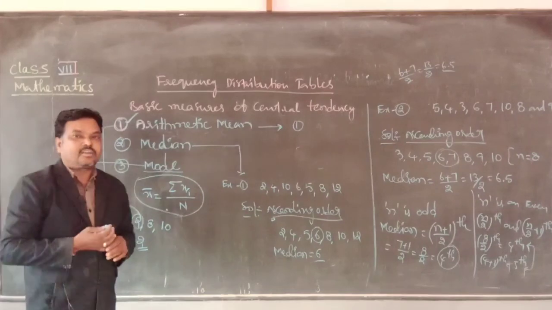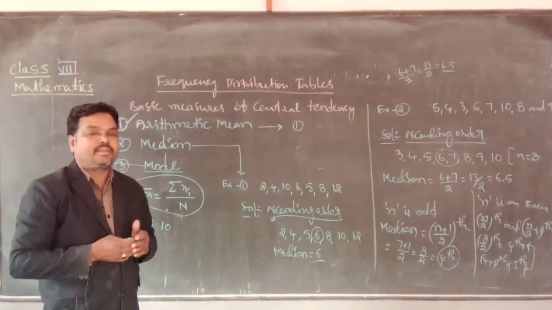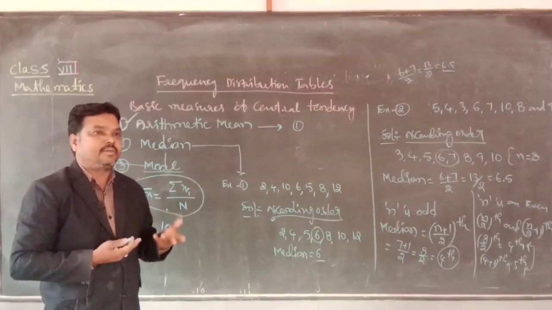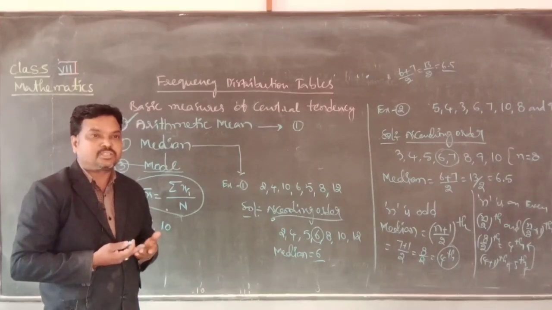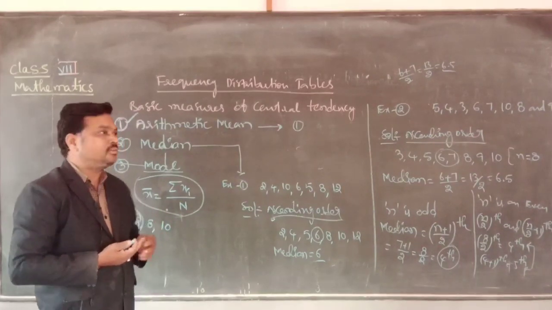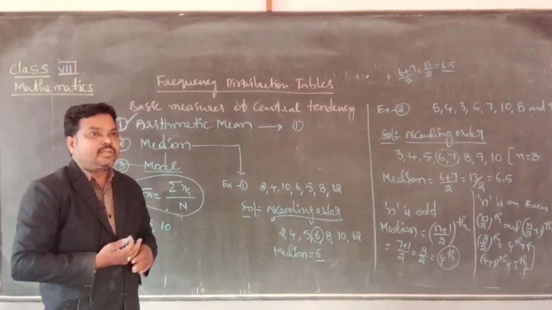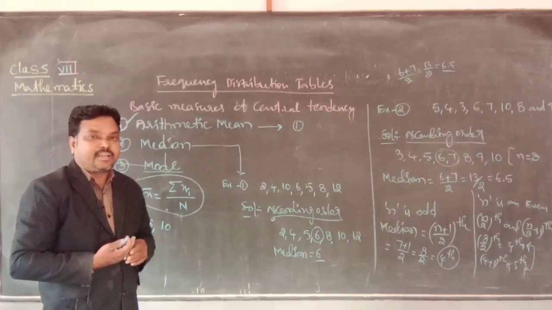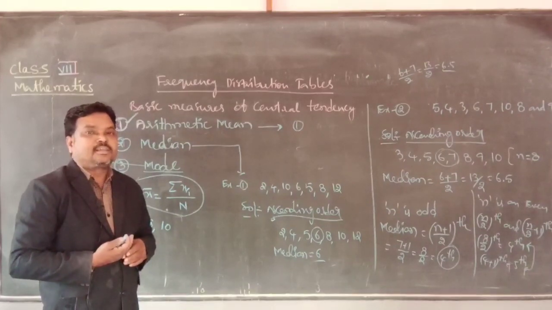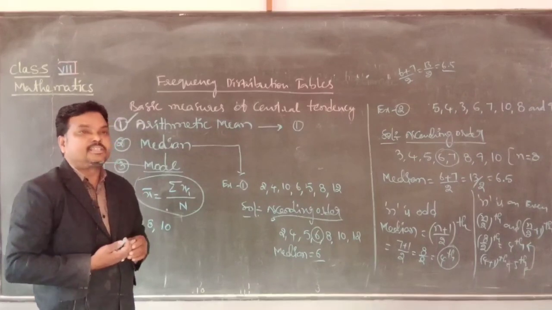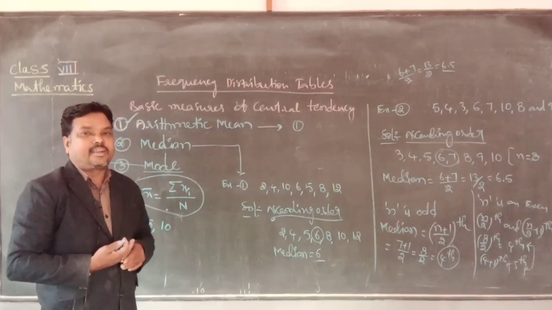Sometimes in the data, 2 observations are repeated an equal number of times. There may be 2 modes, that is called bimodal. Suppose there is one mode, that is called a unique mode. In case 3 observations are repeated an equal number of times, the data has 3 modes, that is called trimodal.